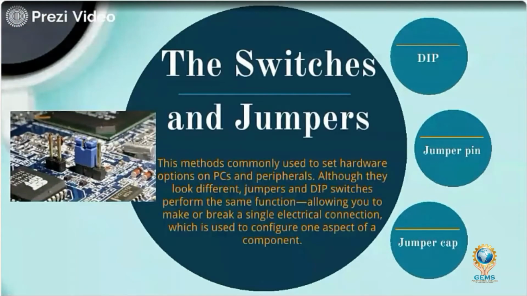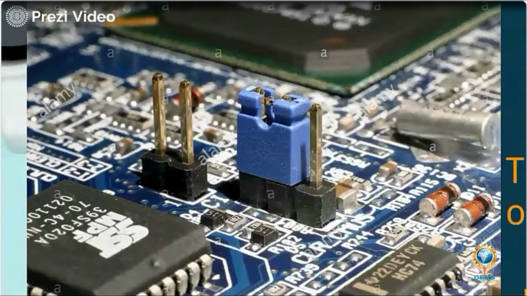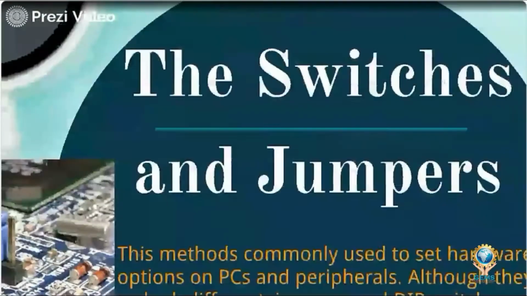Now we see about switches and jumpers. This method is commonly used to set hardware options on PCs and peripherals. Although they look different, jumpers and DIP switches perform the same function. It allows you to make or break a single electrical connection, which is used to configure one aspect of a component. Jumpers and switches look like this, as shown in the figure.